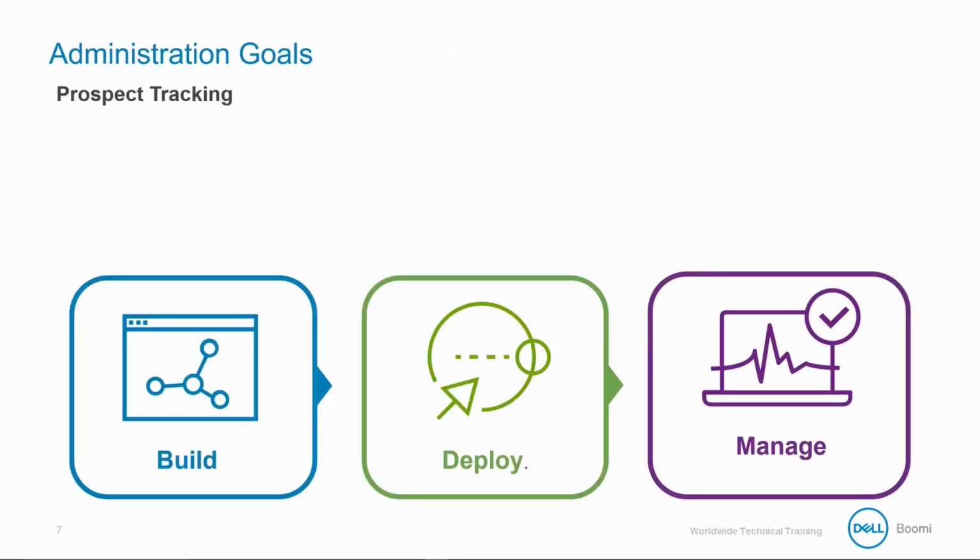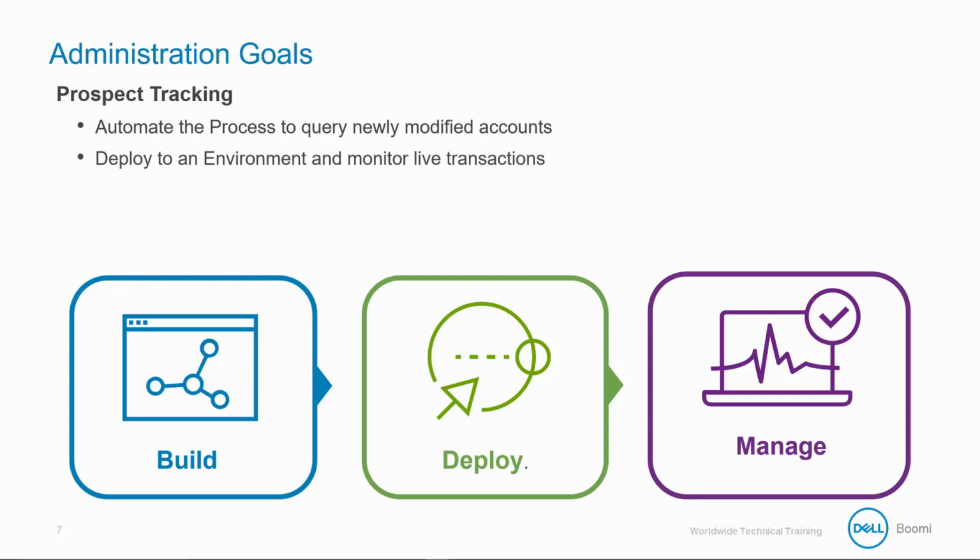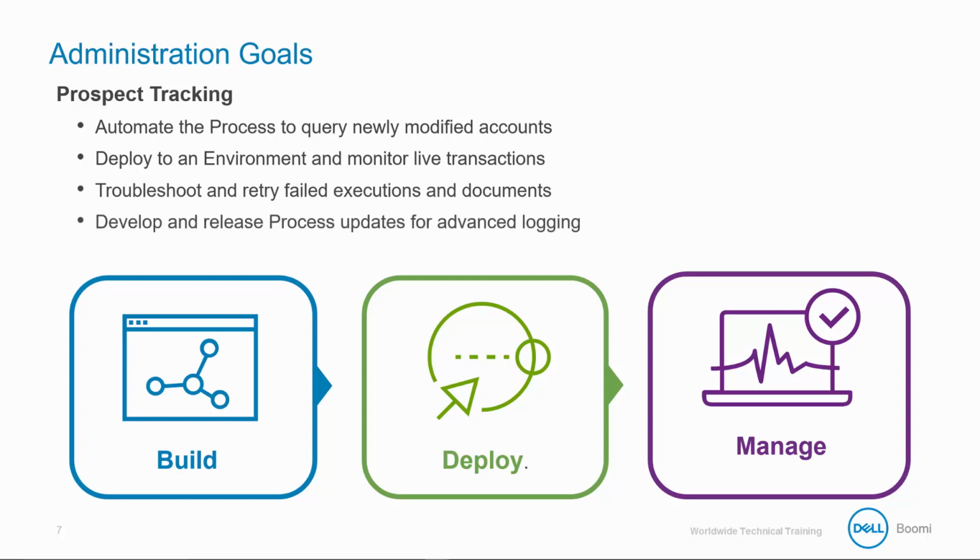Our administration goal is to move the prospect tracking process into a production state. We want to automate the process to query newly modified accounts. We want to deploy a production release to an environment and monitor live transactions. We want to troubleshoot and retry failed executions and documents. We want to develop and release process updates for advanced logging using the notify and exception shapes. And finally, enable administration features for advanced alerting. So we're going to use email alerts so there's no need to log into the Atomsphere.